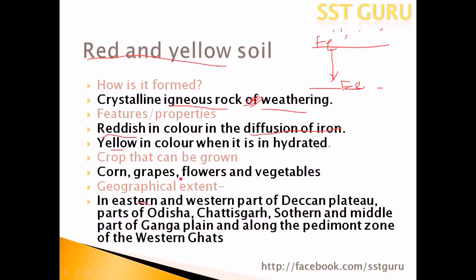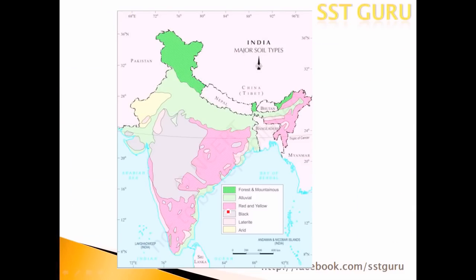Okay, and now the crops that can be grown here are corn, grapes, and some flowers and vegetables. Naturally, you see they will be rich in iron content. Okay, and now where do you find it? It is in the eastern and western part of the Deccan Plateau, Odisha, Chhattisgarh and all. And you see here, this is the red and yellow soil. So you have it here in Odisha, Chhattisgarh, some parts of Jharkhand, Andhra Pradesh, the newly formed Telangana, most parts of Tamil Nadu, and most parts of Kerala.